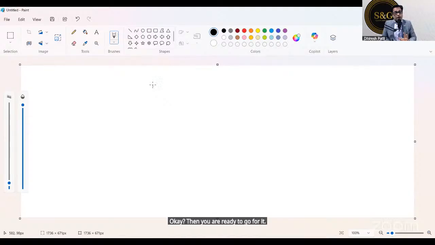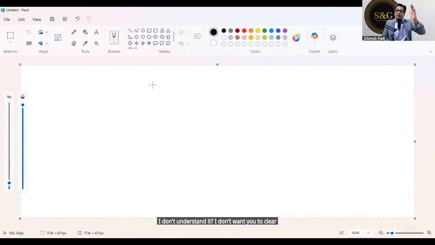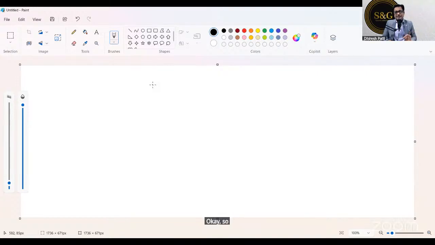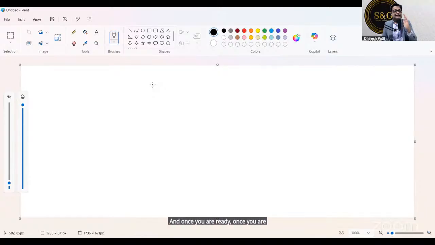See, anybody can attempt the examination. The worry is not that you fail the exam. The worry is that, without understanding the concept, you might clear the examination. Are you understanding? I don't want you to clear the examination without understanding all the concepts. So my request is, please go through the content. Do not hurry at all. We have ample amount of time. You take your time, and once you are ready, once you are confident, then give the examination.